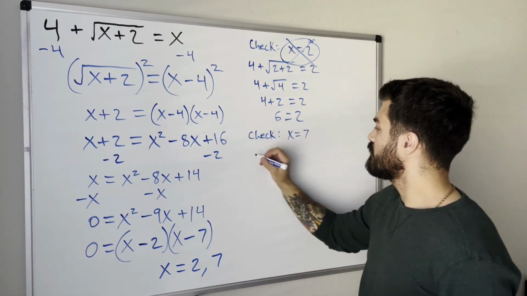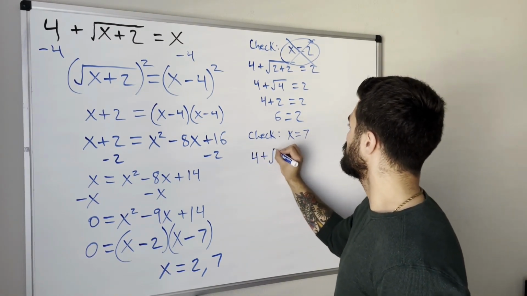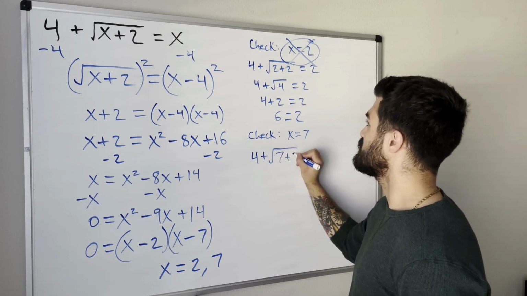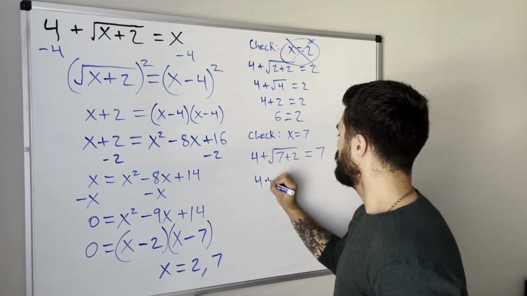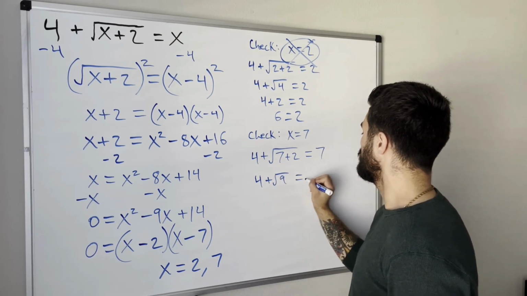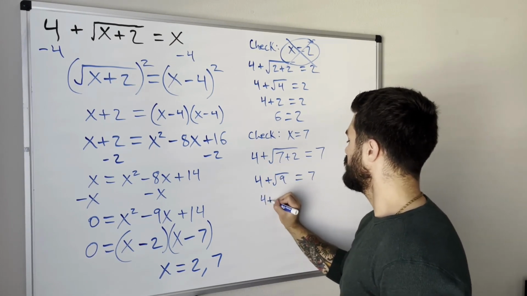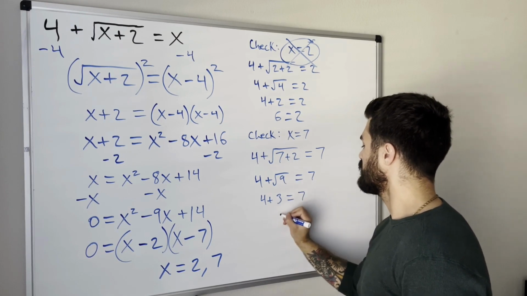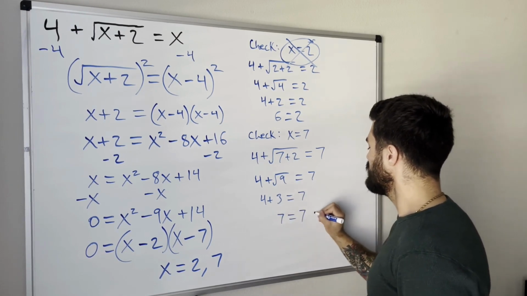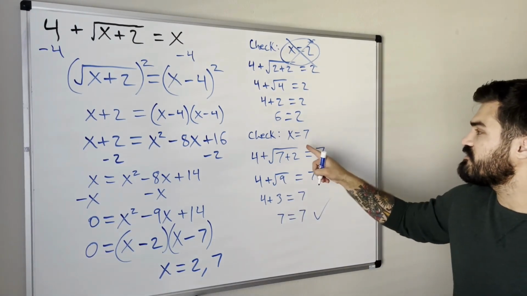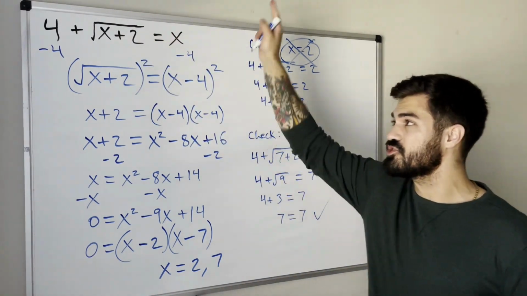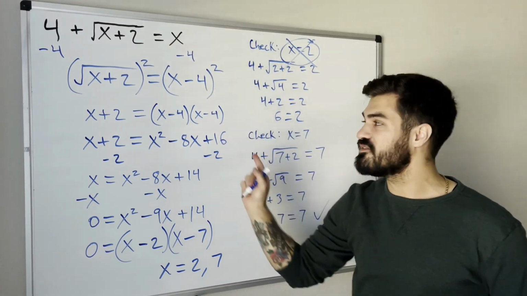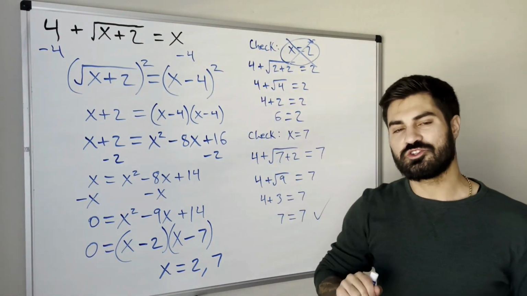Does 7 work? Well, let's see, 4 plus the square root of 7 plus 2 equals 7. This is 4 plus square root of 9 equals 7. 4 plus 3, and it's looking like this is going to work. 7 equals 7, that is a true statement. 7 satisfies the original equation. Therefore, 7 is a solution to the original equation. And in fact, 7 is the only solution to the original equation.